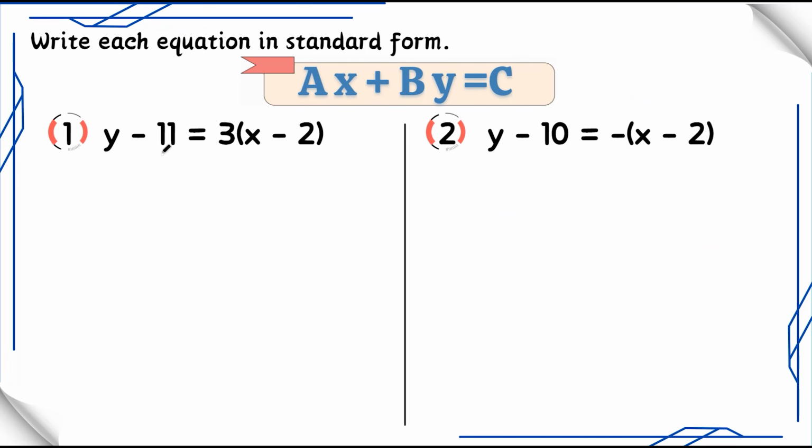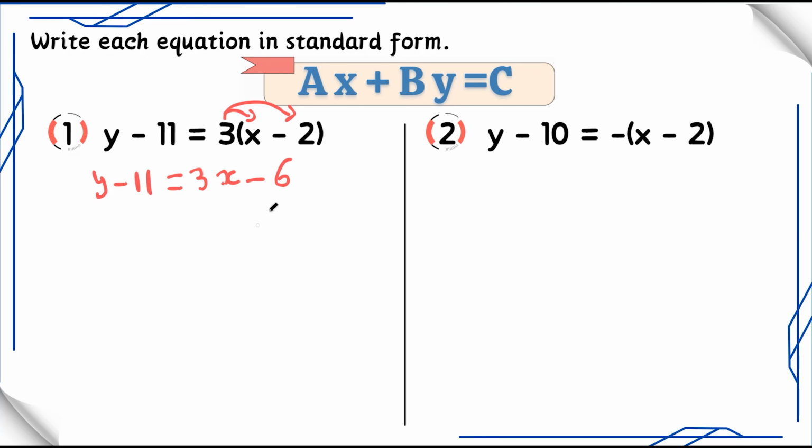If you remember, this form is point slope form. He asks you to write it in standard form, Ax plus By equals C. Okay, first we should expand this by distributing 3 inside here. y minus 11 equals 3 times x, 3x, 3 times negative 2, negative 6.